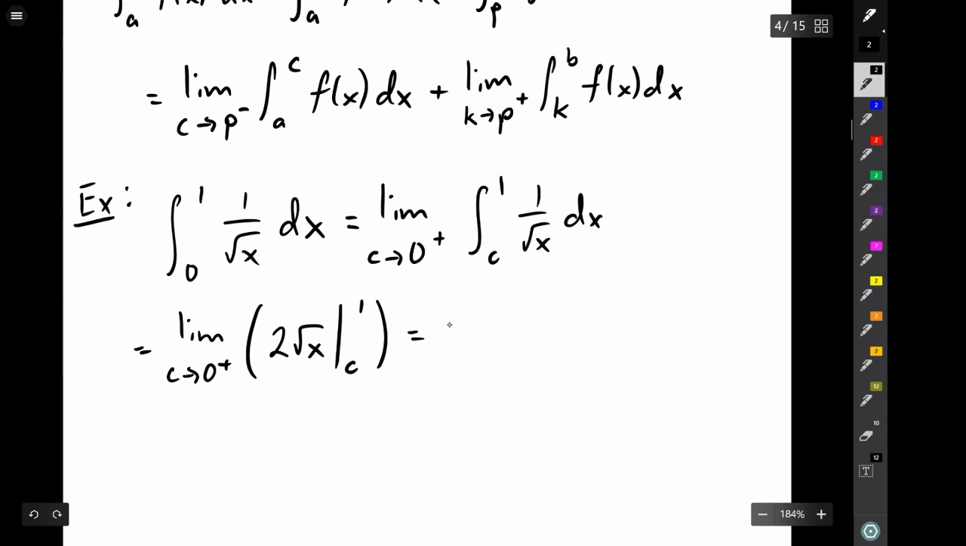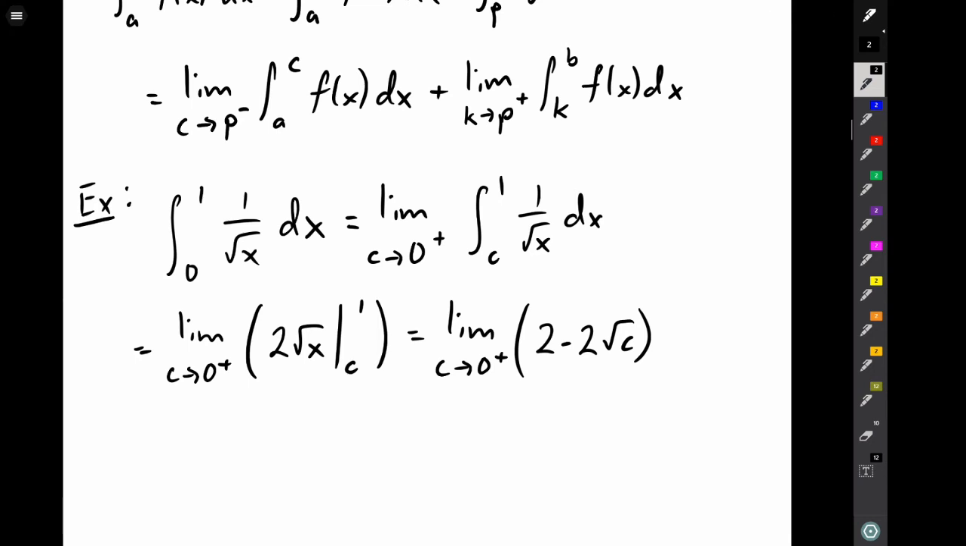Right? So if we plug in our bounds here, we're going to get 2 minus 2 square root of c. So we're taking the limit of this as c approaches 0 from the right. It's a good thing that we're taking the limit as we approach 0 from the right, because this isn't defined for negative c values.